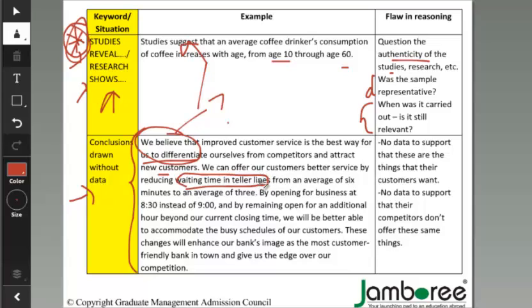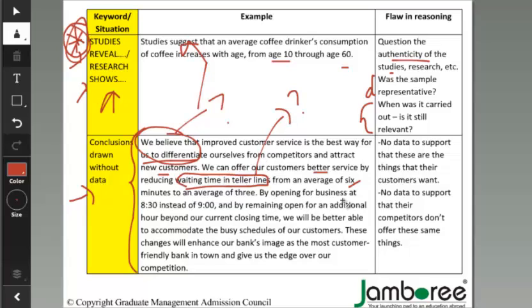There is no data. How can you jump to the conclusion saying that if we offer this, the customers will be happy? There is nothing to prove. How do you know that this is the only thing that will? Maybe they are okay with the 6-minute waiting time. Maybe it's the quality of service that they care about more than the waiting time, right? So again, based on what data are they saying that the customers will be happy or there will be better service by reducing waiting? Did the customer tell them? Did they do a survey? How did they come to this conclusion?